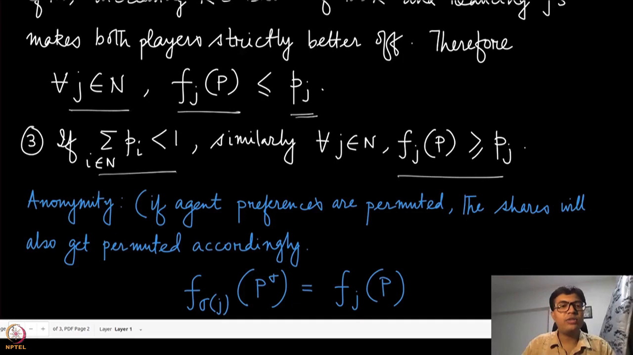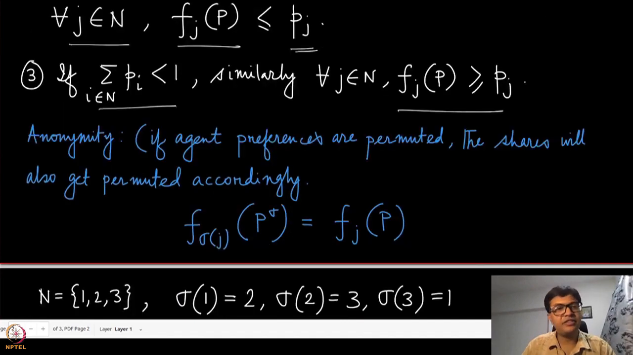Okay, so the anonymity property that we have discussed before again applies here, but here the definition of anonymity is also slightly different, as we saw in the case of Pareto efficiency in this context. So the overall idea here is that if you are permuting the names of the agents, meaning that their preferences are permuted, then anonymity says that the shares will also get permuted accordingly.